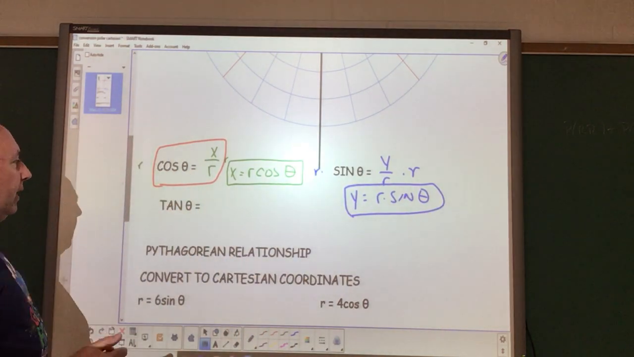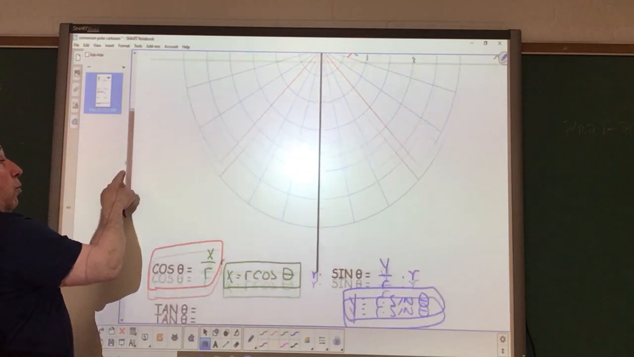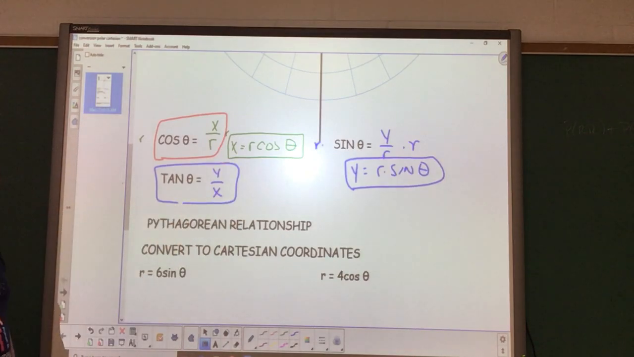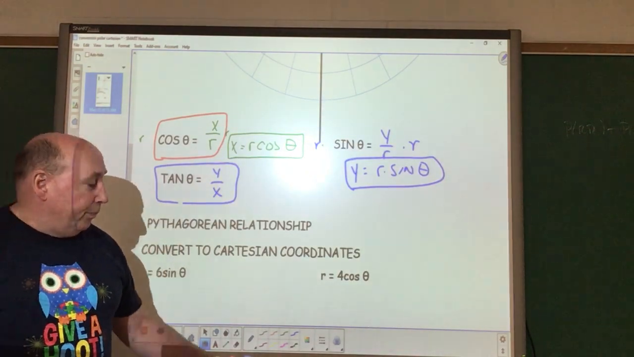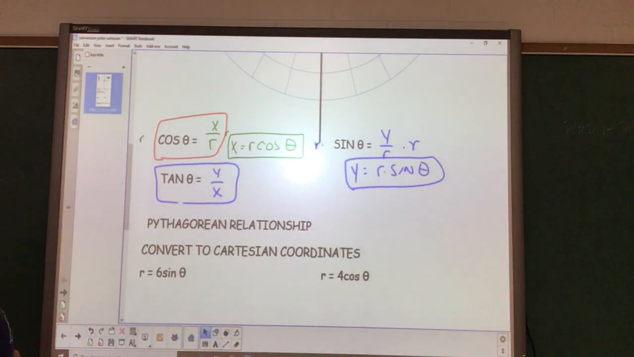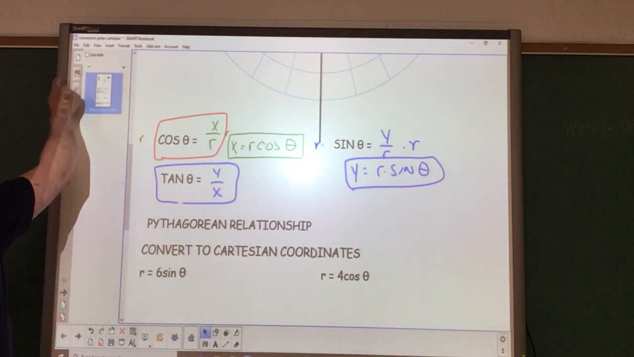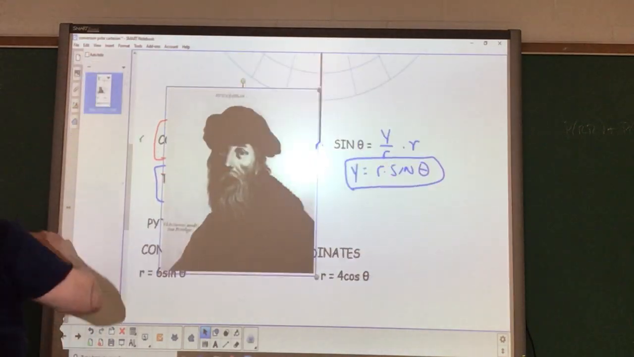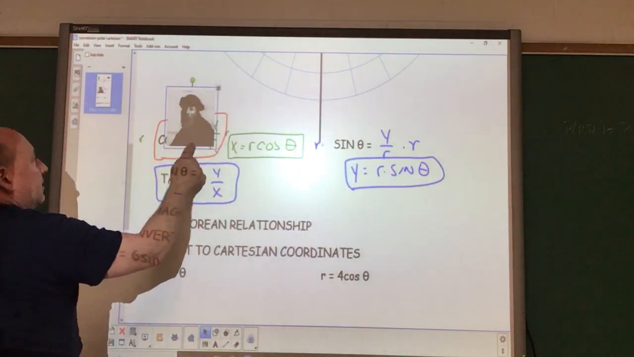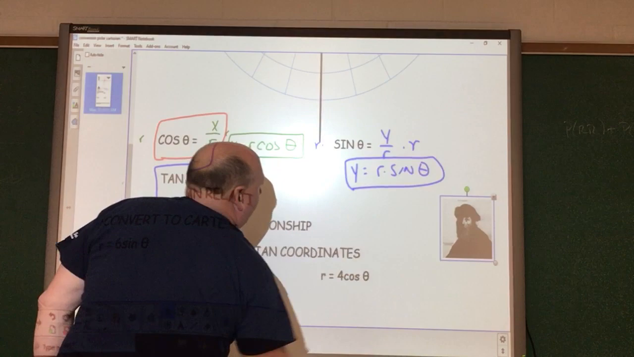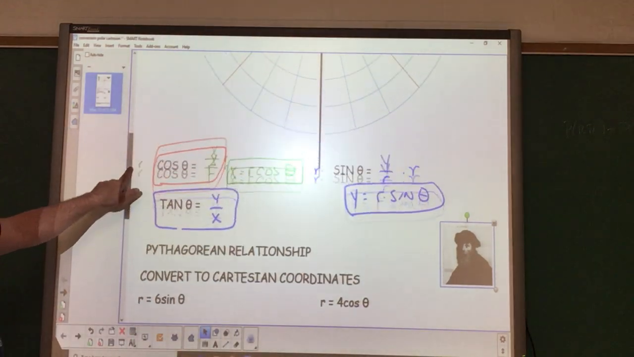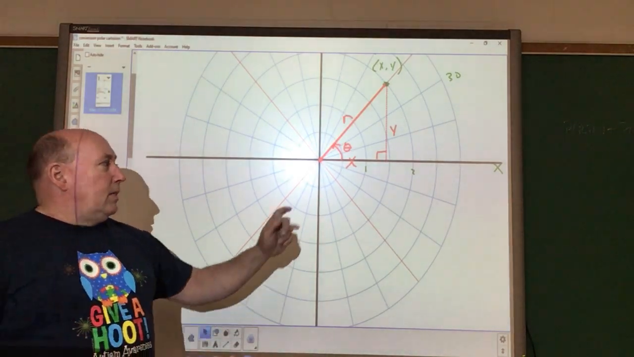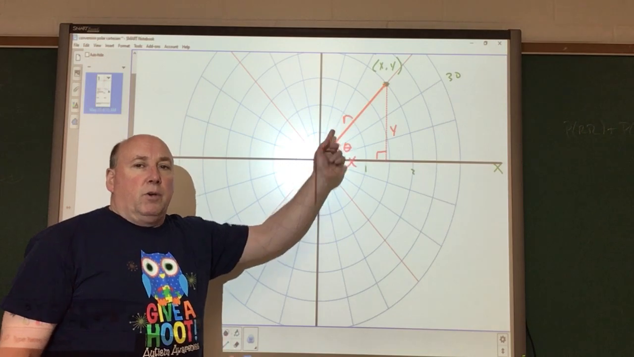The tangent of theta, we may use this, is equal to y over x. And this is once again a relationship that we may utilize to convert. Then we have our good old buddy Pythagoras. Where you at, buddy? There you are. And if I take a look at my good old buddy Pythagoras up here, what would he say about this triangle? Well, he would say x squared plus y squared is equal to r squared.